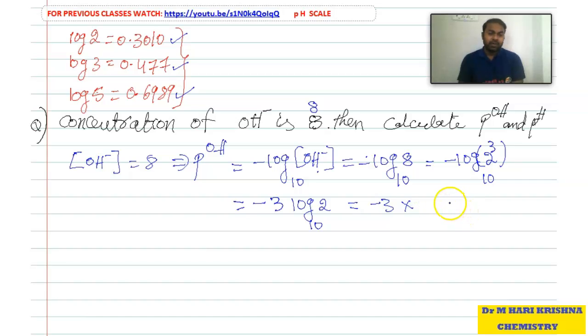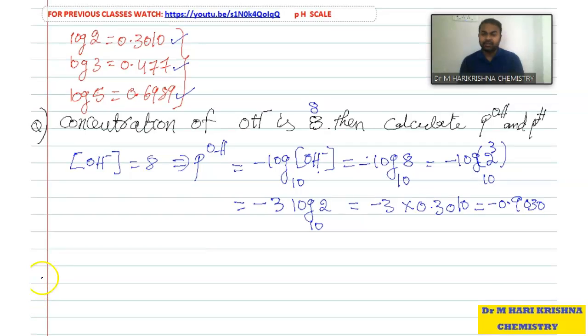Minus 3 into, we know the log value, log 2 is 0.3010. So multiply it students. So minus 0.9030. So now we have pOH value. Now we have pOH value. pOH equal to minus 0.9. Then how to find out pH?